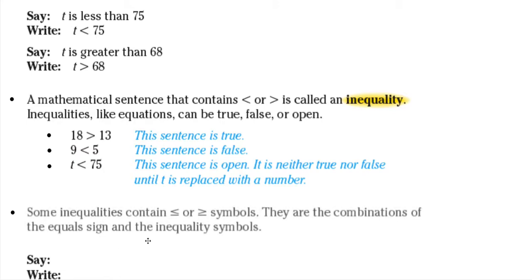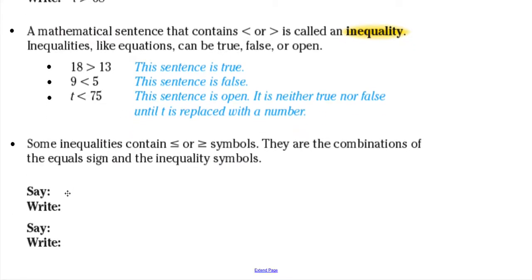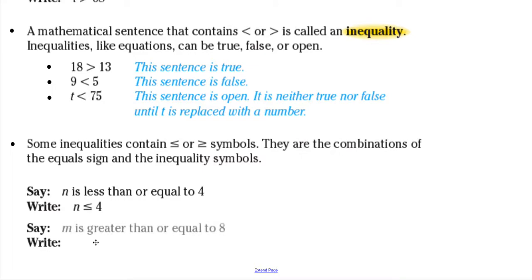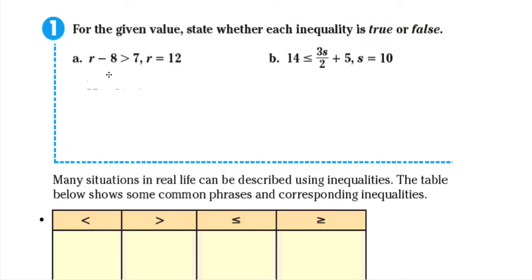Some other inequalities contain less than or equal to or greater than or equal to symbols. They are the combinations of the equal sign and the inequality symbols. In those types of inequalities, we say that n is less than or equal to 4, and we write it as n ≤ 4. And we can also say that m is greater than or equal to 8, and we write it as m ≥ 8. And that's how you read those inequalities. Move on. Example number 1.